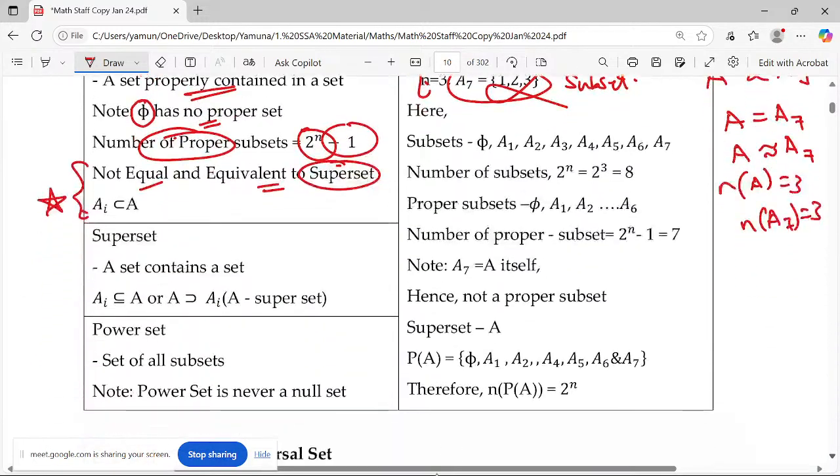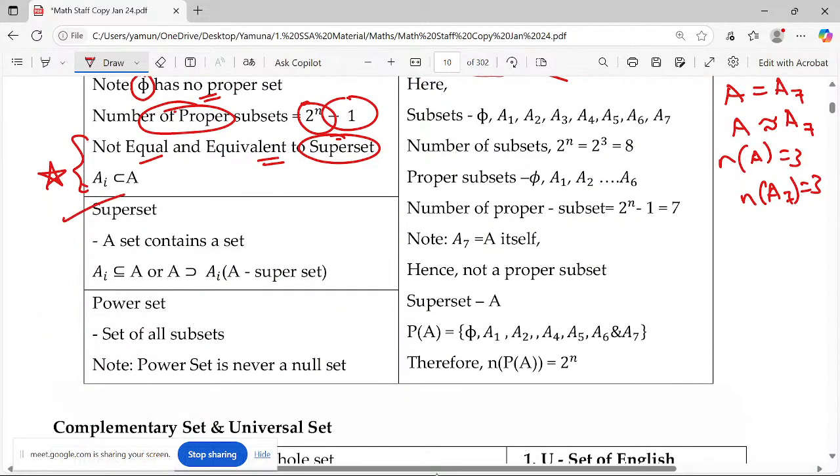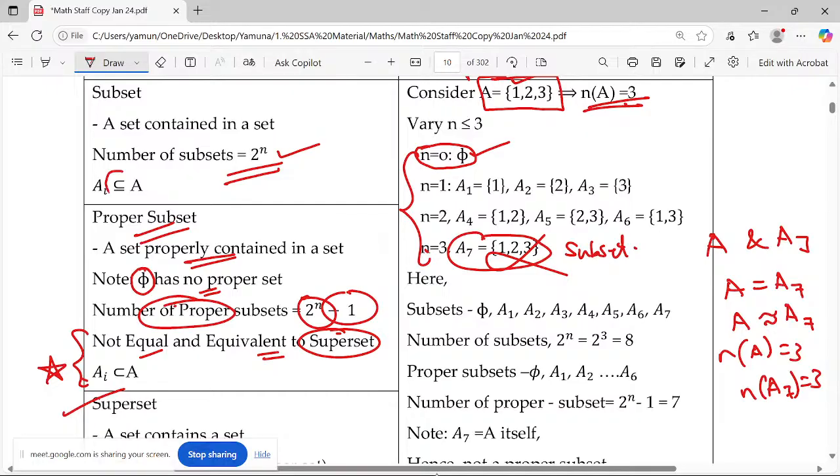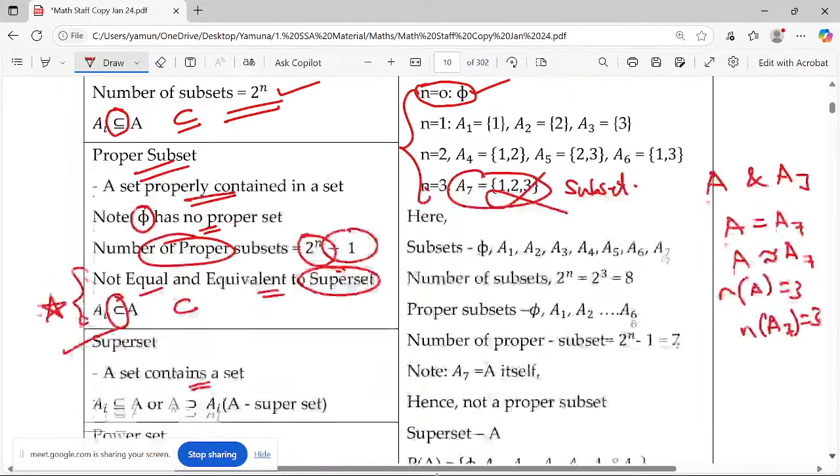And a superset is a set which contains the set. And what about the symbol? For subset, we use this symbol. This is contained, and it can be equal also. For proper subset, we say it's exactly contained, properly contained. We will not have that equal to symbol.